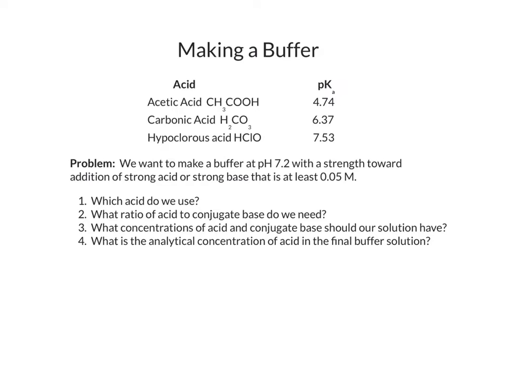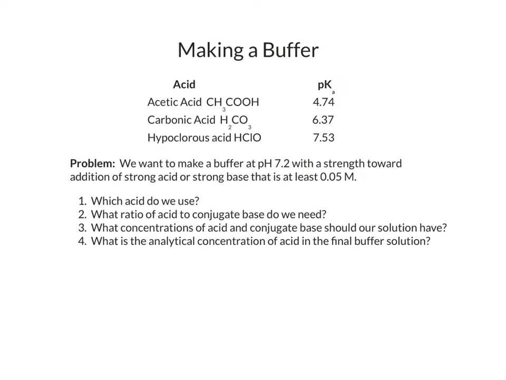How would we make a buffer system at pH 7.2 with a strength towards addition of strong acid and strong base that is at least 0.05 molar? That is, we can add at least 0.05 molar of a strong acid or a strong base and still have the pH remain close to 7.2.